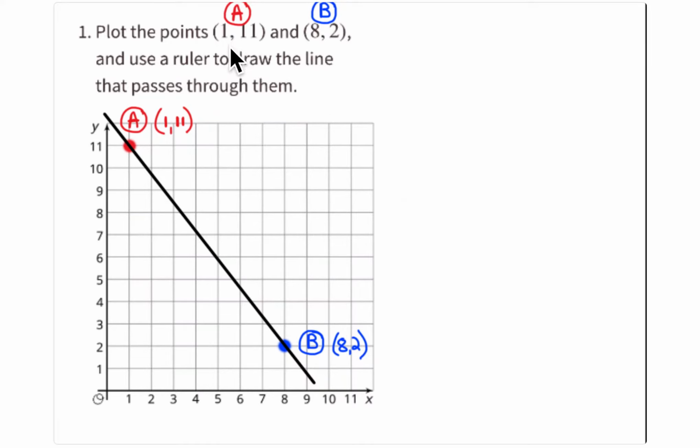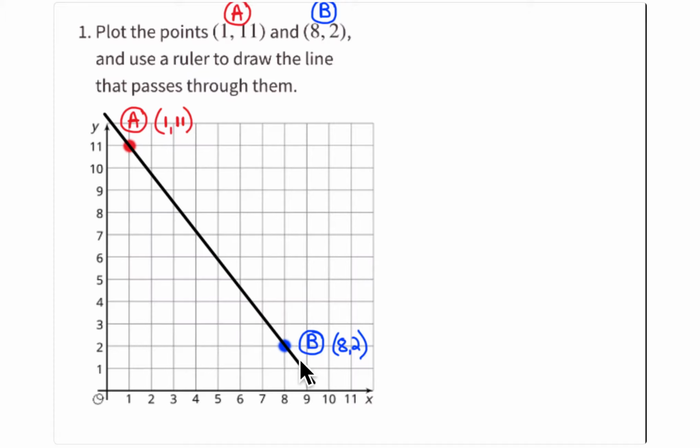Point A is going to be labeled (1, 11), and (8, 2), so the x value is 8, the y value is 2, is going to be labeled point B. So this is A, 1 unit on the x-axis, 11 units on the y-axis, and this is B, 8 units on the x-axis, and 2 units on the y-axis. And I'm going to look at this as moving from A to B. So in this case, we're moving downhill.